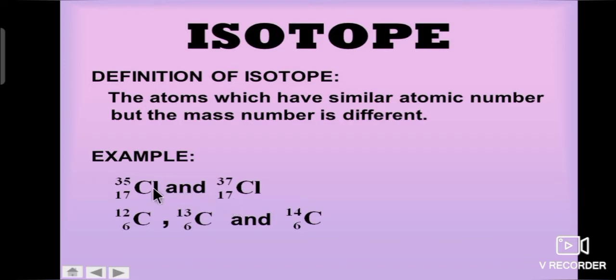Like that, see the second example. Carbon having the same atomic number but different mass numbers. So, carbon has isotopes. Once again, I repeat, atoms which have the same atomic number but different mass numbers are called isotopes.